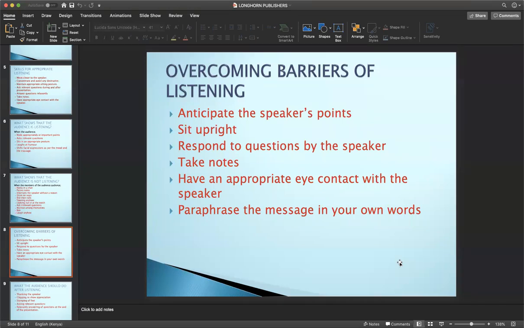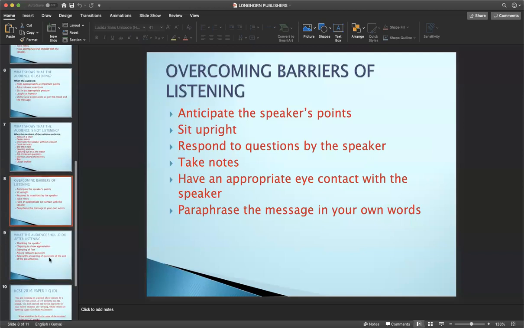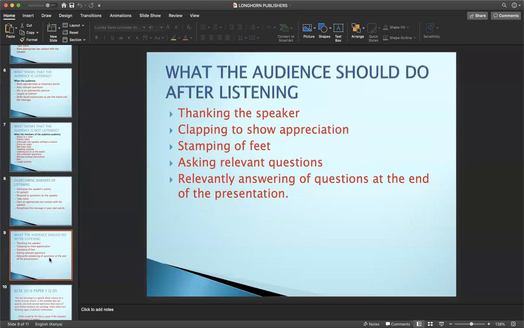So overcoming barriers of listening, you need to be there with the speaker to anticipate what he or she is going to talk about. Have a sitting posture that is appropriate. Then you can respond to his or her questions, and then take your notes, have an appropriate eye contact with the speaker, and it's always important to paraphrase what you've listened to in your own words.